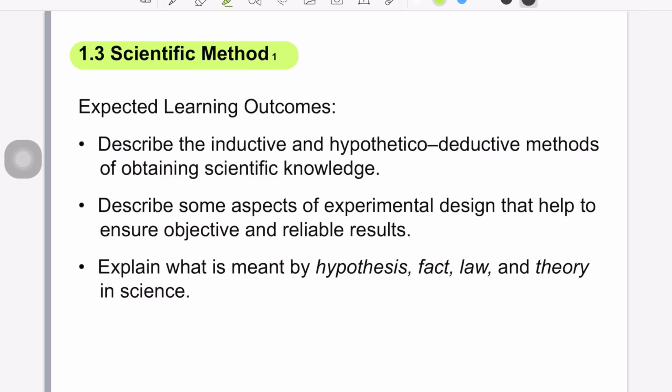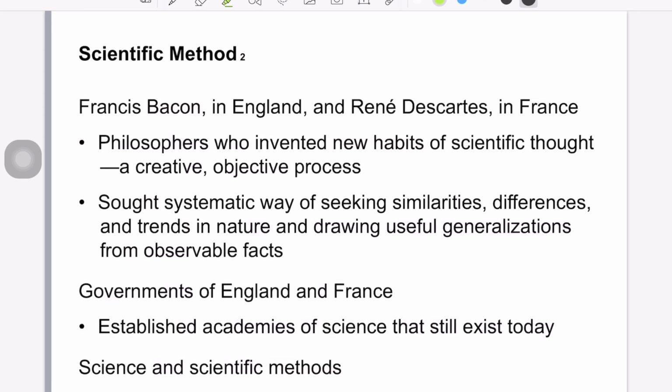Now, we're going to see that there's two major types. There's the inductive and the, it's a mouthful, hypothetical deductive method. These are the two ways today that we largely try and understand the world. Important to that is the concept of experimental design, hopefully giving objective and reliable results. And we'll talk a bit about what a hypothesis is, a little bit of a fact, a law, and a theory when it comes from the science perspective.